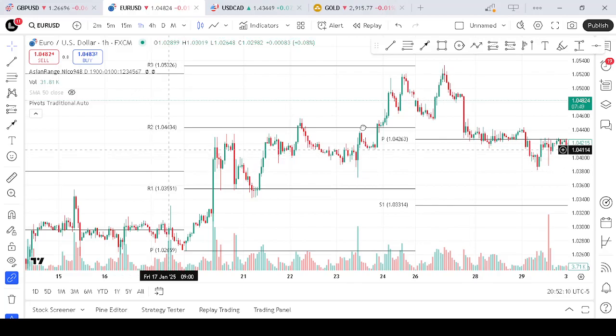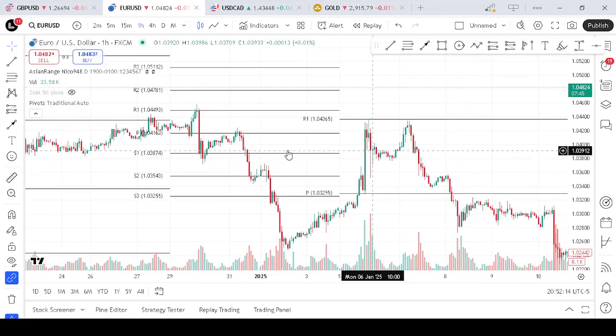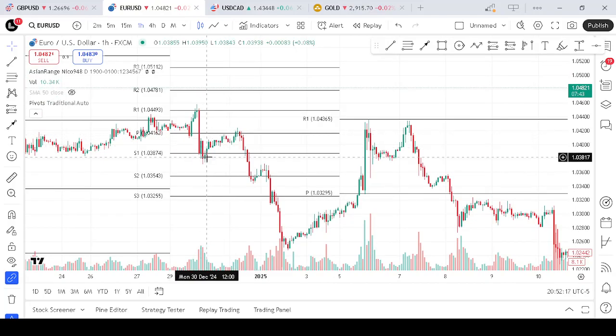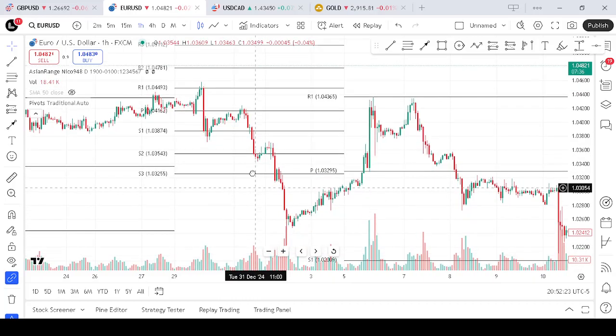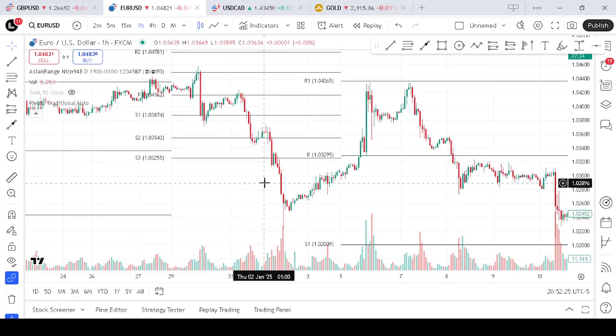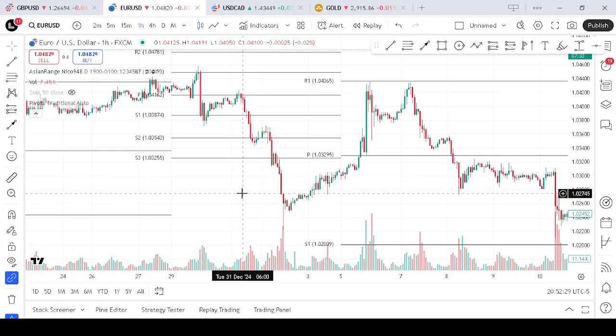The same with selling pressure. When price broke the S1, it continued to the S2 and it broke the S3, showing that this is a continuous bearish pressure. Now let's look at how we can implement the strategy effectively.